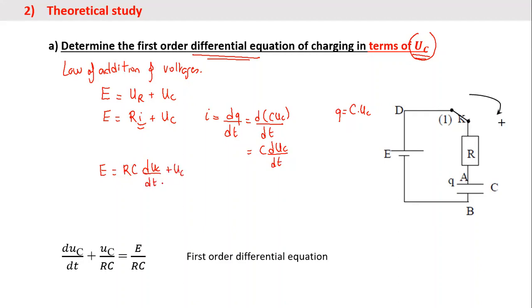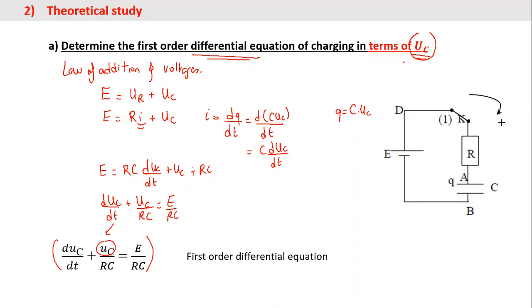And usually in a differential equation, we divide by the part which is behind the derivative. So here we'll divide by RC, and we'll get duC by dt plus UC over RC equal to E over RC. And that's it. This is the first order differential equation in terms of UC. This means by finding the roots of this differential equation, we'll find UC with respect to the time.